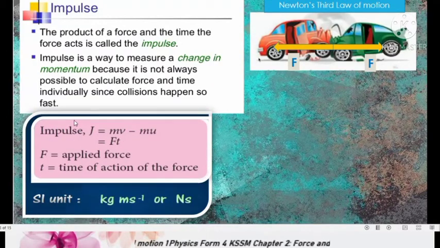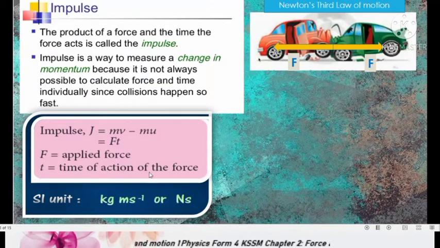What is impulse? Impulse, the symbol used here is J, equals the change in momentum, meaning final momentum minus initial momentum, or also equals the product of force and time of impact. F is the applied force, t is the time of impact or time of action of the force.